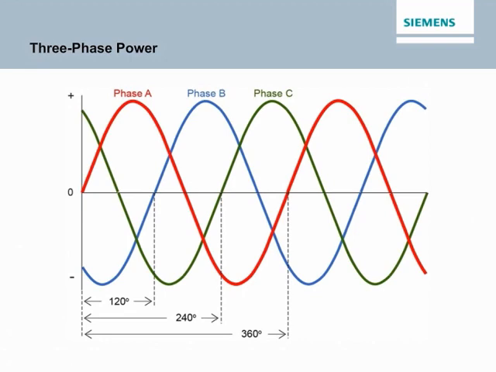Three-phase power, as shown in the accompanying graphic, is a continuous series of 3 overlapping AC cycles. Each wave represents a phase and is offset by 120 electrical degrees from each of the other 2 phases.